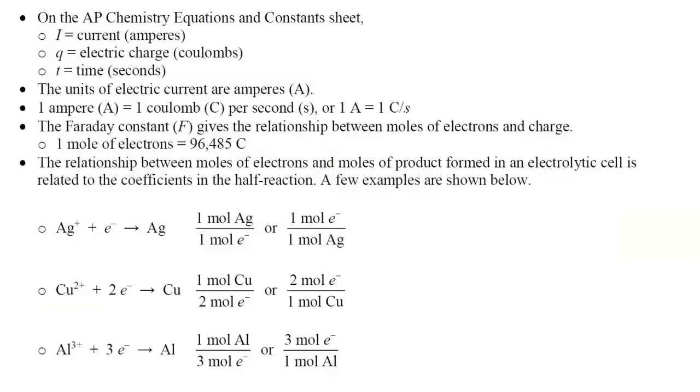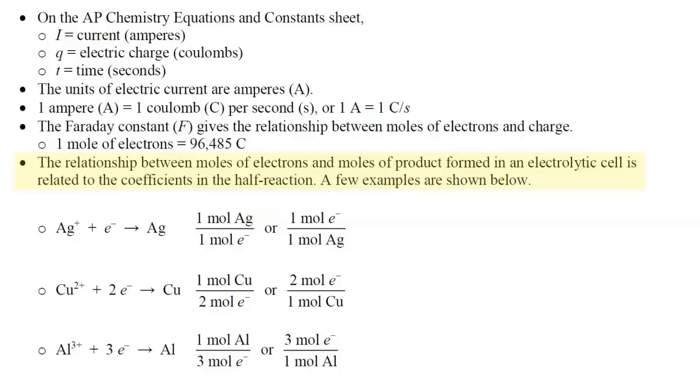So on the AP Chemistry equations and constant sheet, I is the current measured in units of amps, Q is the electric charge in units of coulombs, t is the time in seconds. The units of electric current are amps or amperes, and 1 amp is equal to 1 coulomb per second. The Faraday constant gives the relationship between moles of electrons and charge. 1 mole of electrons is equal to 96,485 coulombs. And the relationship between moles of electrons and moles of product formed in an electrolytic cell is related to the coefficients in the half reaction.